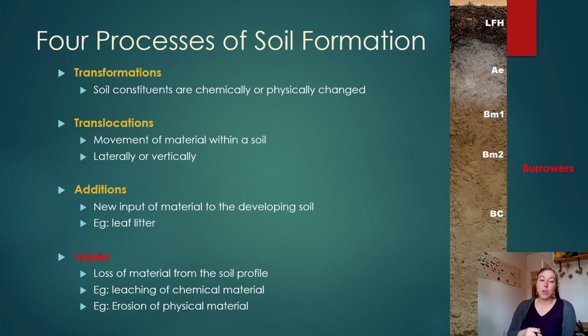And then you also have losses. So in this kind of soil, a very common loss is burrowers. They will dig down and remove soil out of that material. You can also have loss through chemical reactions. Like we were talking about with the leaching, this layer is going to lose chemicals as they get leached down, and this area is going to gain chemicals. So you have physical as well as chemical additions and losses.